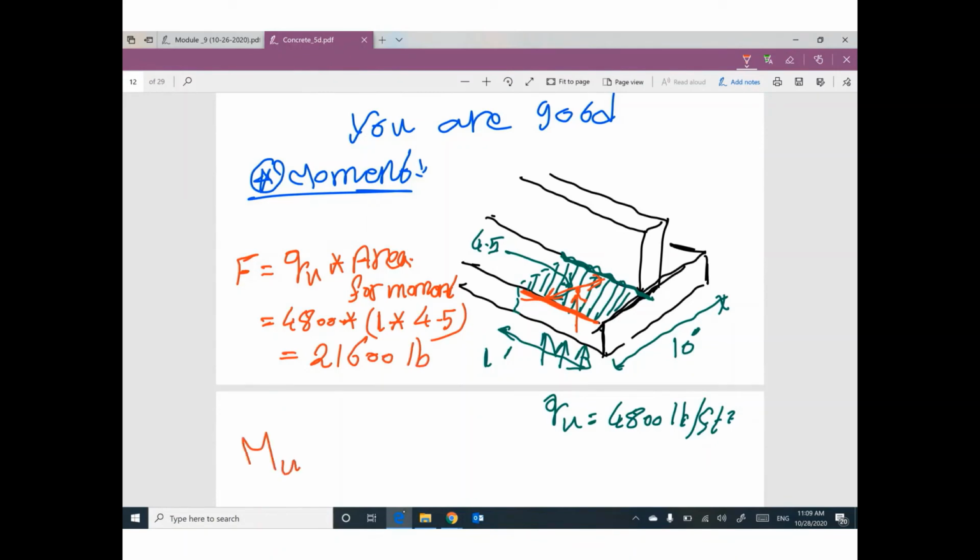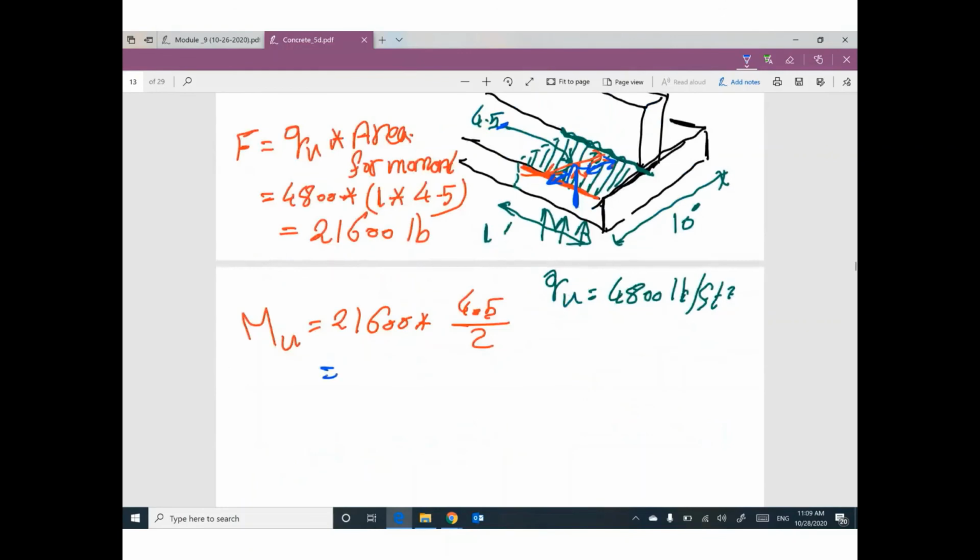Okay, this force at a distance from the face of the wall equal 4.5 divide 2. That makes sense, at the mid distance. So this force at distance from here 4.5 divide 2, and from here 4.5 divide 2. So if you multiply this force by 4.5 divide 2, your moment will be 48,600 pound foot.